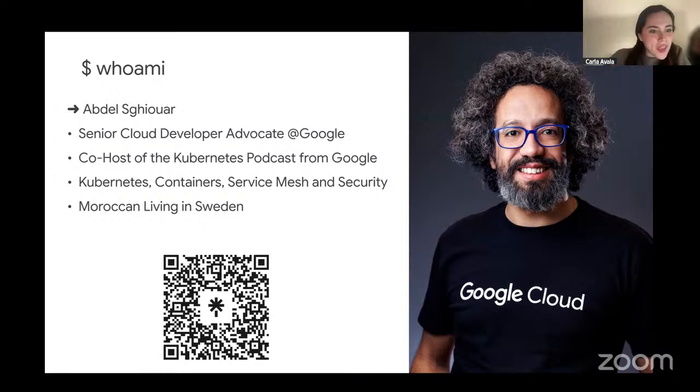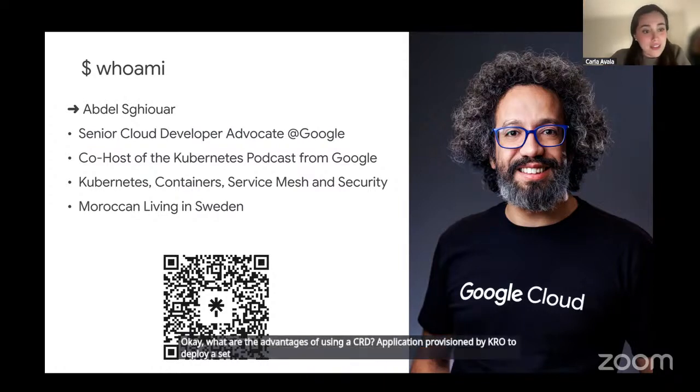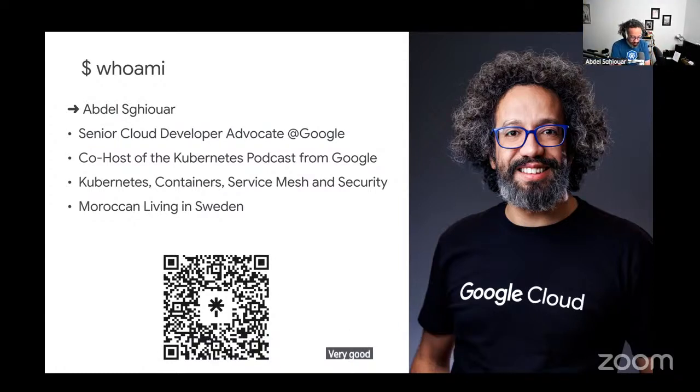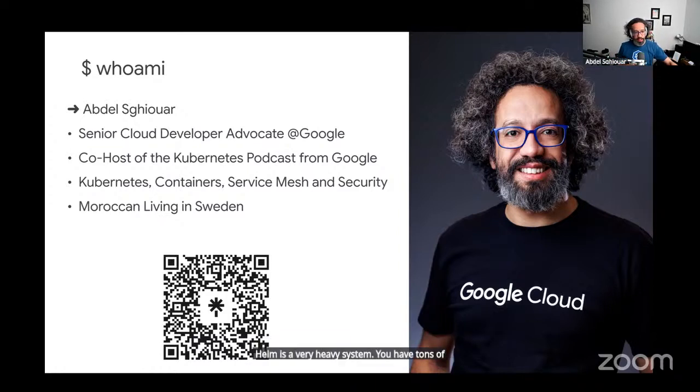Okay. What are the advantages of using a CRD application provisioned by KRO to deploy a set of deployment, service or ingress versus just creating a Helm chart called application to deploy the same set of resources, deployment, service and ingress? Very good question. So there are many advantages. First, let's talk about the obvious things. Helm is a very heavy system. You have tons of things created inside the cluster.